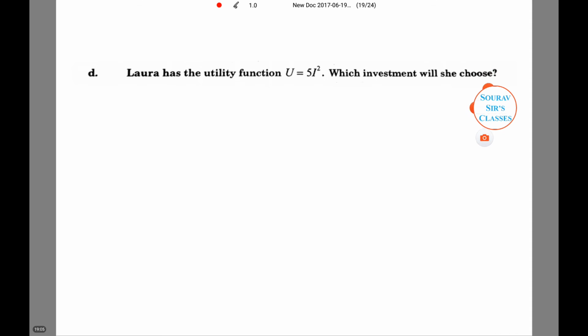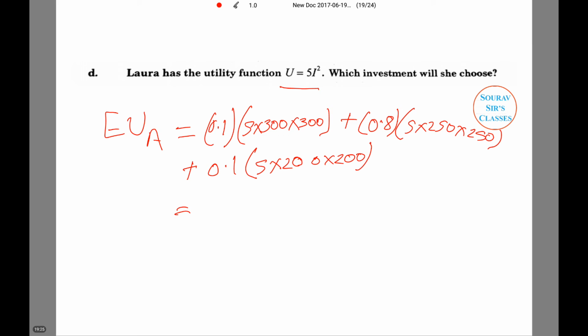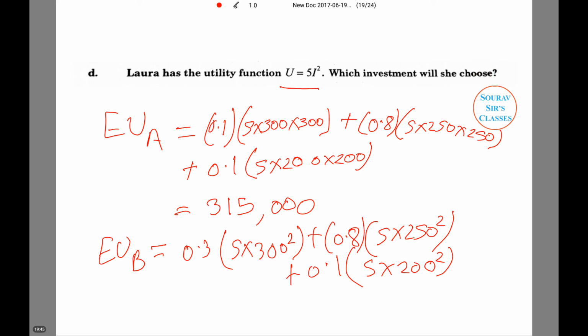In the next case, the individual has the utility function u equals 5I squared. Similarly, we will calculate the expected utility of A, the expected utility of B, and then figure out which investment she will choose. For A it is 0.1 times 5 times 300 times 300, plus 0.8 times 5 times 250 times 250, plus 0.1 times 5 times 200 times 200, amounting to 315,000.